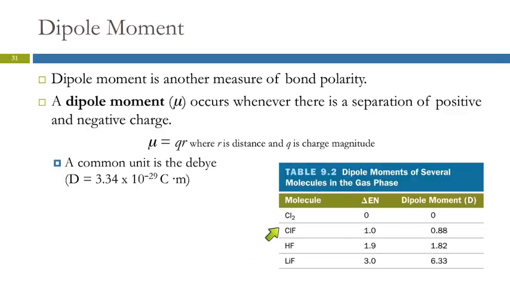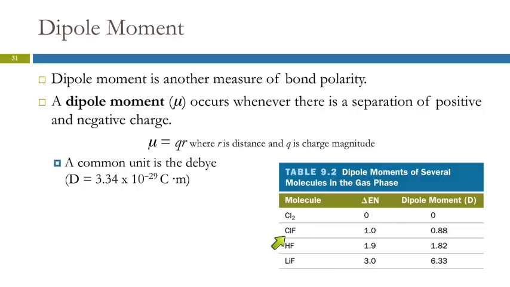We look here at the dipole moments of several molecules. Here's chlorine, Cl2. So we think about this. Well, two chlorine atoms, the atoms are the same element. They're going to have the same electronegativity. So without looking at numbers or anything, we predict that this is going to be a nonpolar bond. It's going to be shared equally. And we look at the difference in electronegativity, it's 0. The dipole moment is also 0.